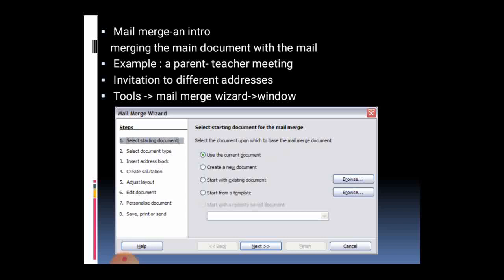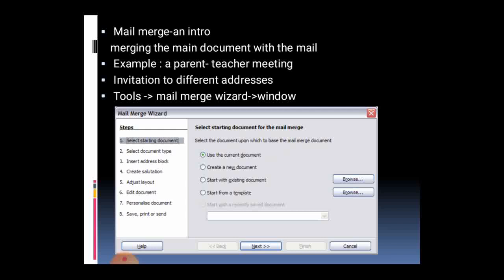The next one is create a new document. It will give you an option to create a new document and work with it. The next is start with the existing document. Already available documents in the folders will be taken for the merging. The last one is start from the template. A template, as we have learned, is a predefined file format which helps you adapt the style, font and textures. So these 4 points come under selecting the starting document.